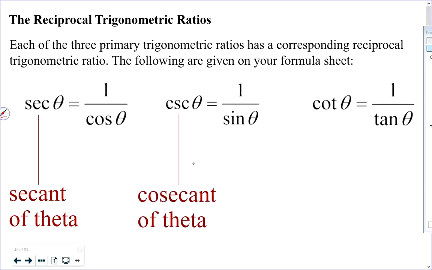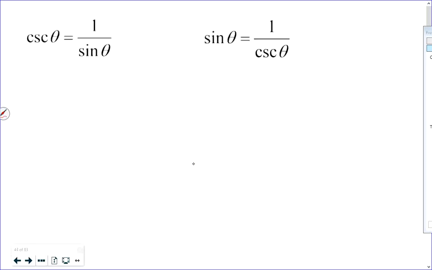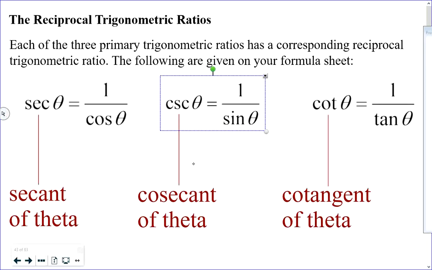This is called cosecant of theta, and this is called cotangent of theta. These are on your formula sheet. Now we'll get to that in just a second, but just how I was taught, and I'm sure we had a formula sheet when I was in high school, I just don't remember. I was taught that each of these pairs has a co in it. Cosine and secant, there's a co. Cosecant and sine, there's a co. Cotangent and tangent, there's a co.